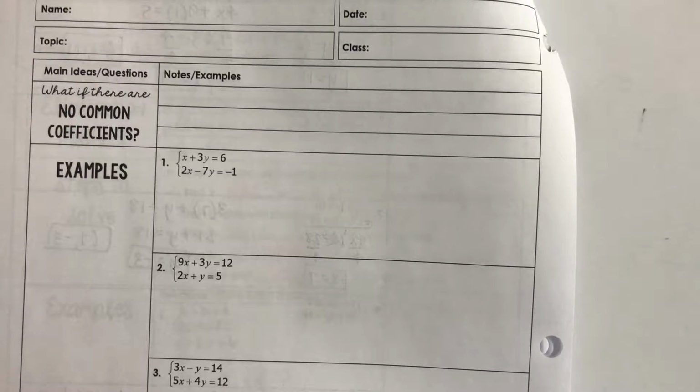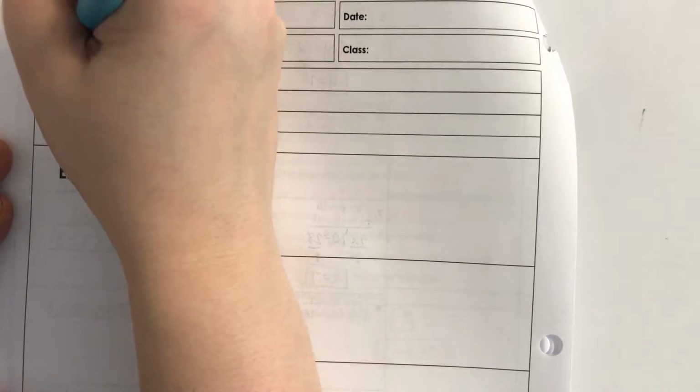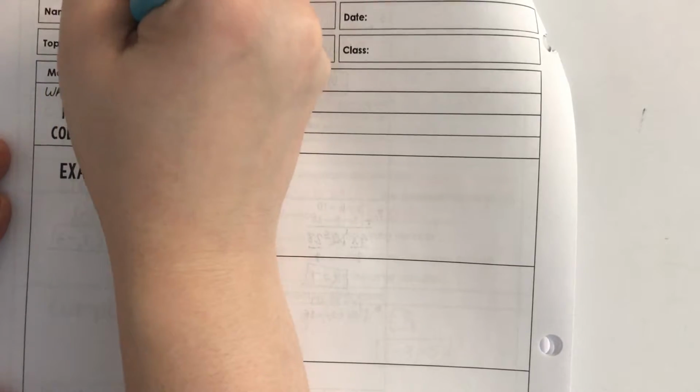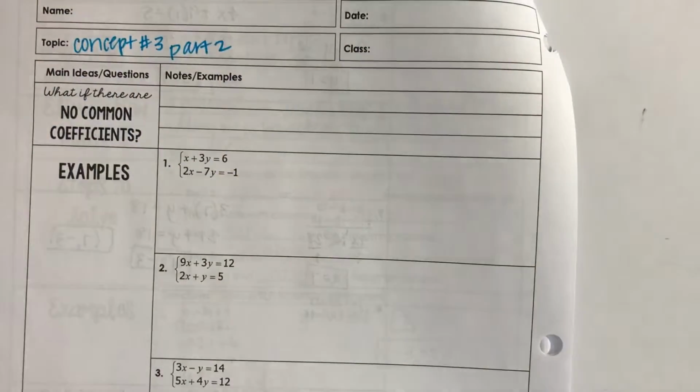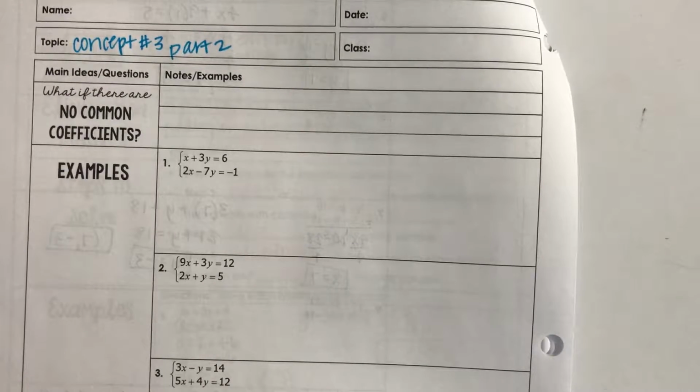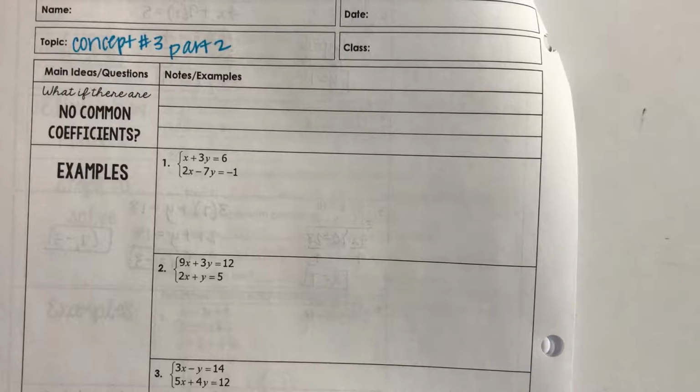Okay, so this is still concept number 3. We're going to say concept number 3, part 2, because this is a more complicated way to use elimination. So far we've learned how to use elimination when we can find common coefficients, but what if there are no common coefficients? What if we have to make them?